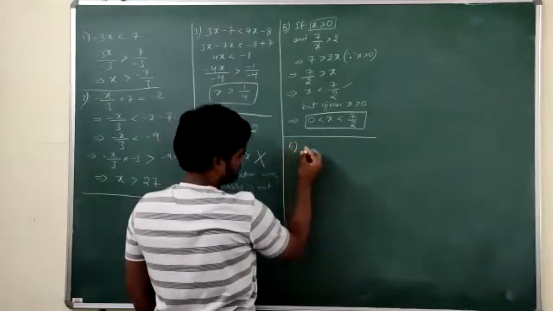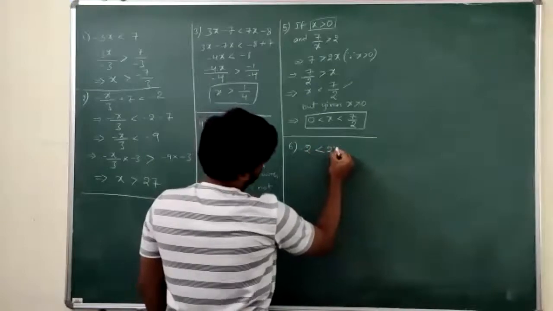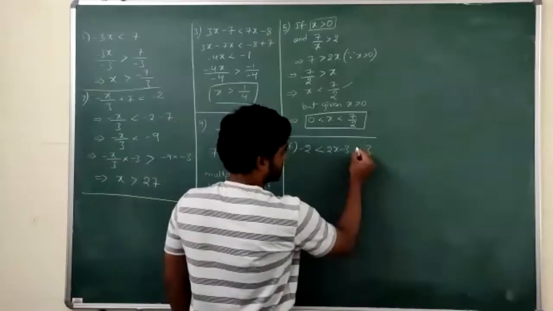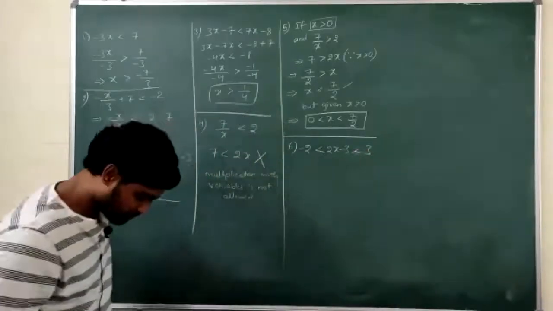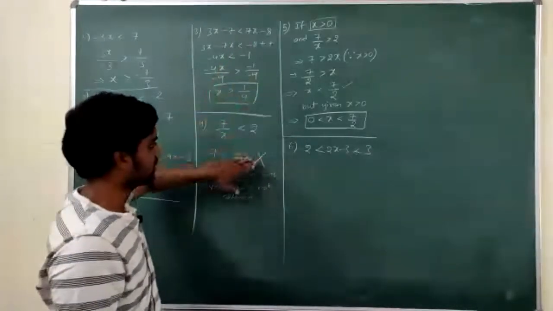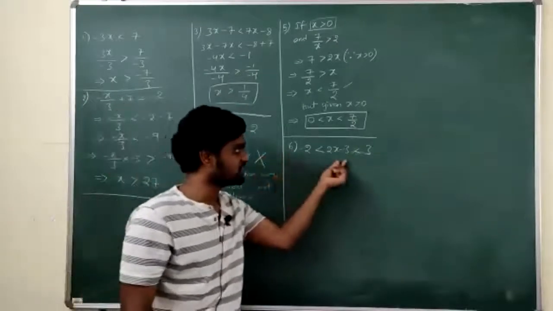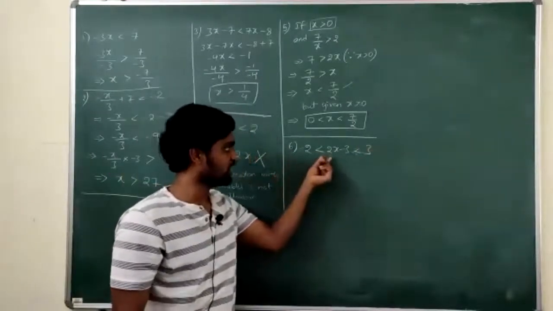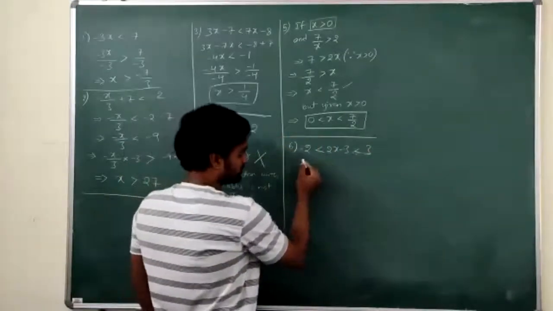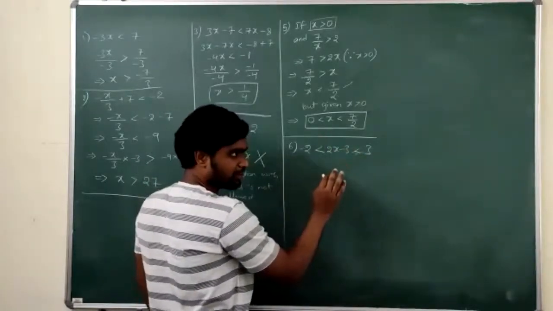Now see this. Until here I've discussed only single inequality. Now there is a double inequality here. This is of the form a less than b less than c. So now how to solve it? In the middle I need the value of x.